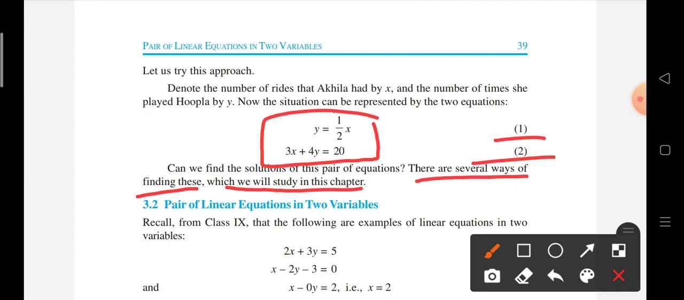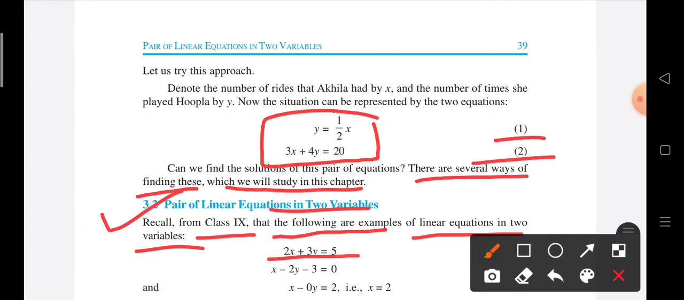Now we will move further. Pair of linear equations in two variables. We will solve this question in example number 1 in our video. Recall from class 9 that the following are examples of linear equations in two variables: 2x plus 3y is equal to 5, x minus 2y minus 3 is equal to 0.